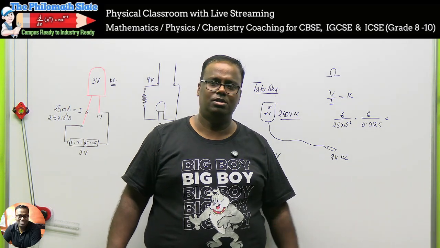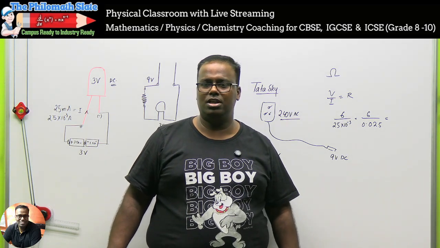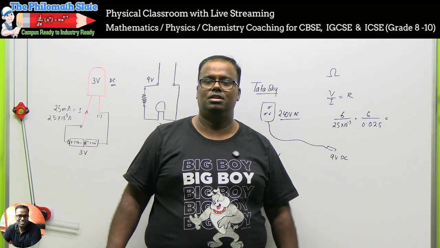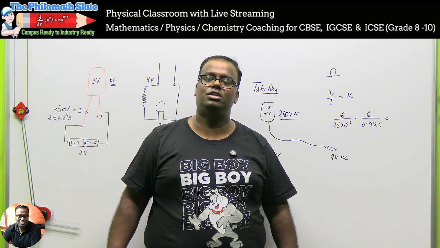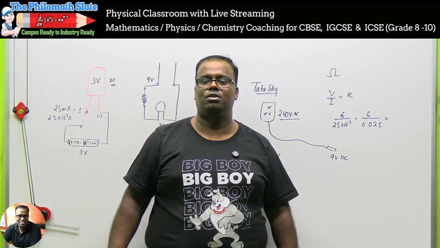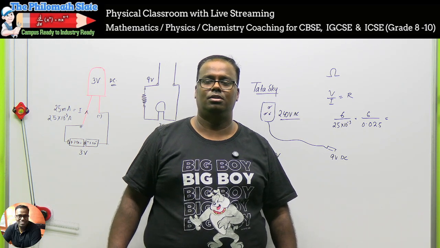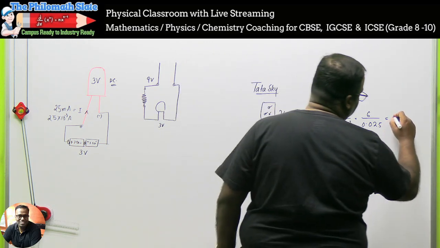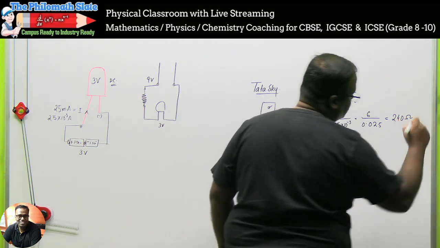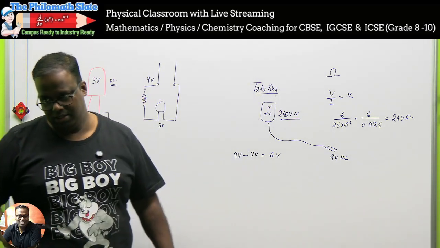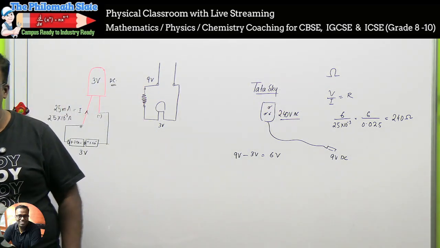How much has it come? Around 320. 6 divided by 0.025. 240. So we are getting a resistance of how much? 240 ohms. Right? This is the exact calculation.